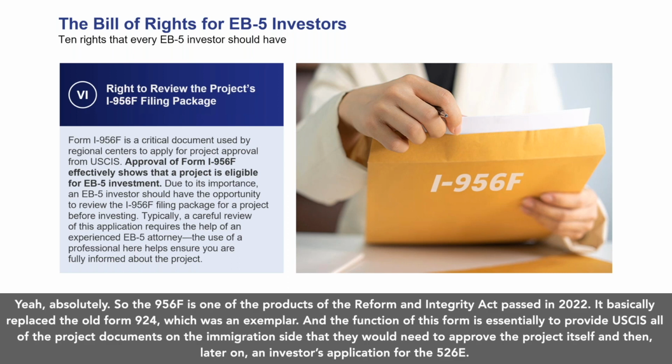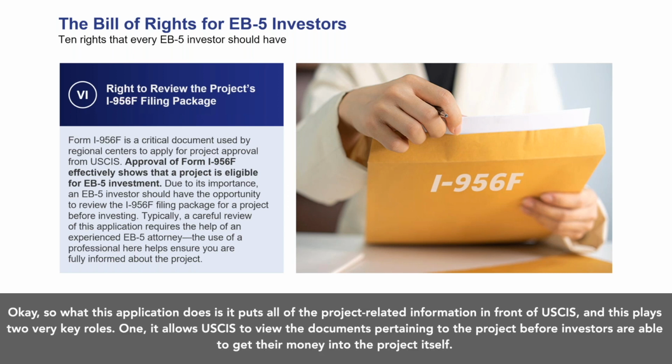Yeah, absolutely. The 956F is one of the products of the Reform and Integrity Act passed in 2022. It basically replaced the old Form 924, which was an exemplar. The function of this form is essentially to provide USCIS all of the project documents on the immigration side that they would need to approve the project itself, and then later on an investor's application for the I-526E. So what this application does is it puts all of the project related information in front of USCIS, and this plays two very key roles, right?